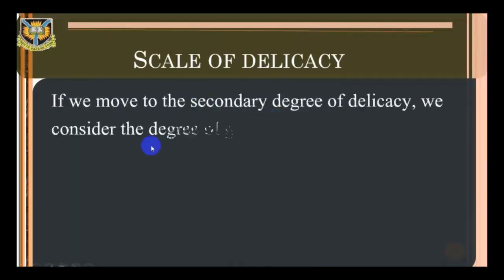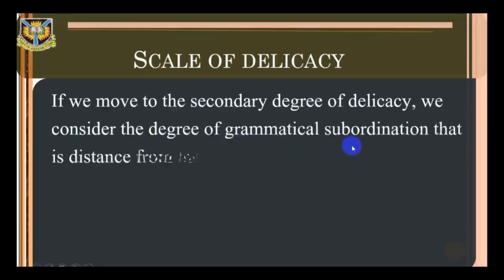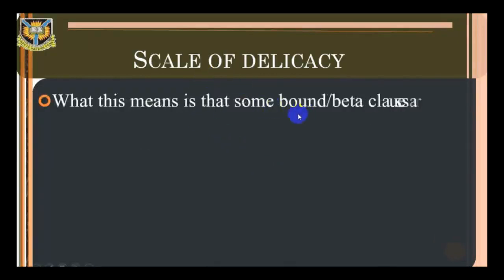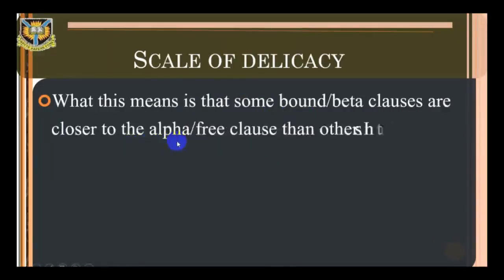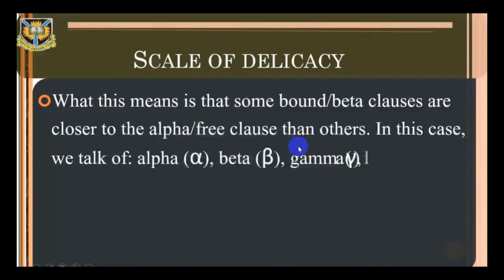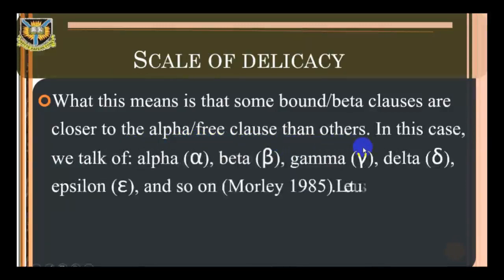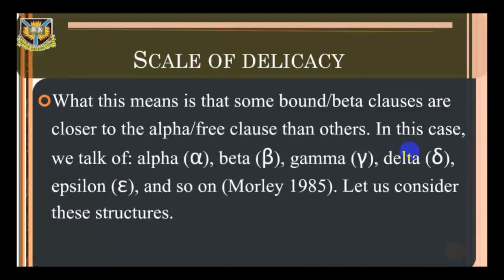If we move to the secondary degree of delicacy, we consider the degree of grammatical subordination that is distant from the alpha free clause. What this means is that some bound beta clauses are closer to the alpha free clause than others. In this case, we talk of alpha, beta, gamma, delta, epsilon, and so on.